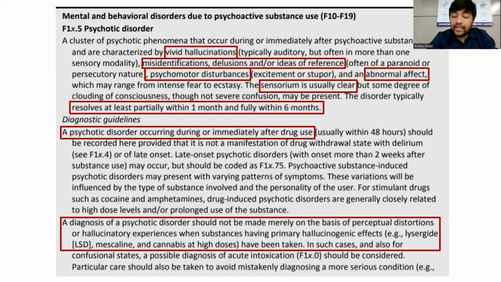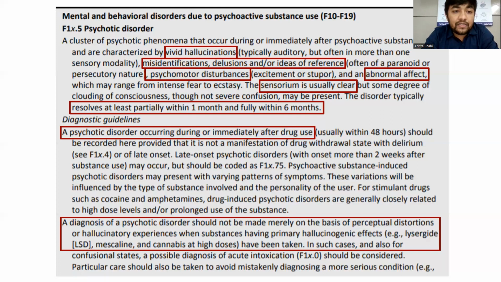So in delirium, the key feature will be that the sensorium will not be clear. There will be disorientation to time, place, and person. There might be clouding of consciousness. There might be hyperarousal, as we discussed in the previous lecture. So here, those things are not there. And the duration criterion in the ICD is that it resolves at least partially within 1 month and fully within 6 months, provided that the person stops using the substances.